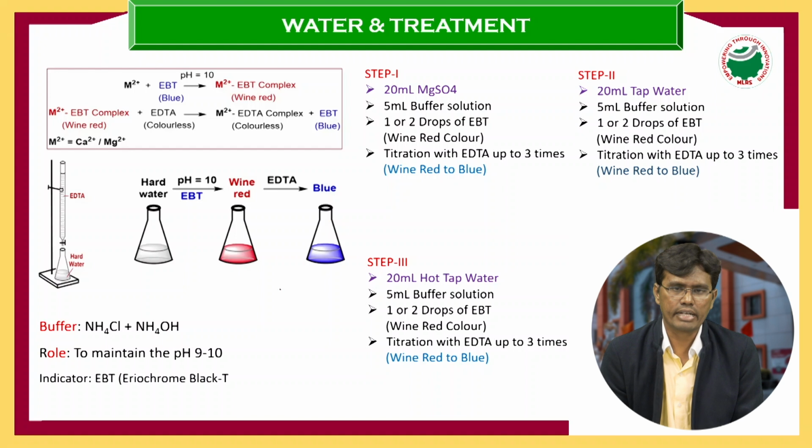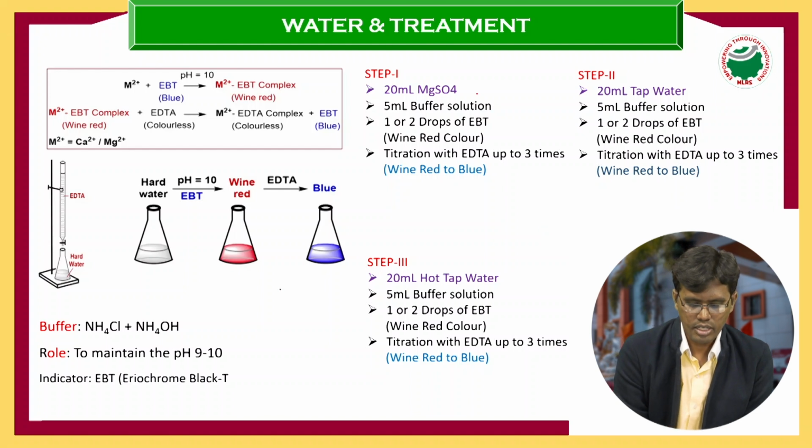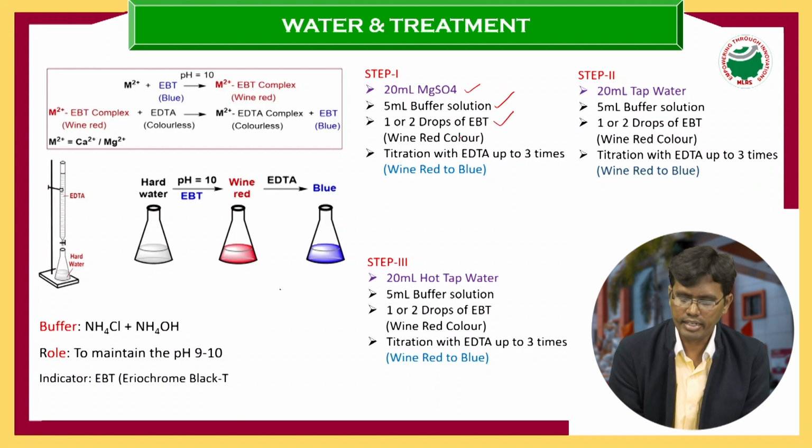We have to repeat the experiment and note down the values up to concurrent values. Again I am repeating: in the first step, we prepare EDTA and MgSO4. EDTA goes in the burette, and 20 ml of MgSO4 is pipetted out into the conical flask. Here you can see 20 ml of MgSO4, 5 ml buffer solution, and next 1 or 2 drops of EBT indicator. A wine red color will appear.